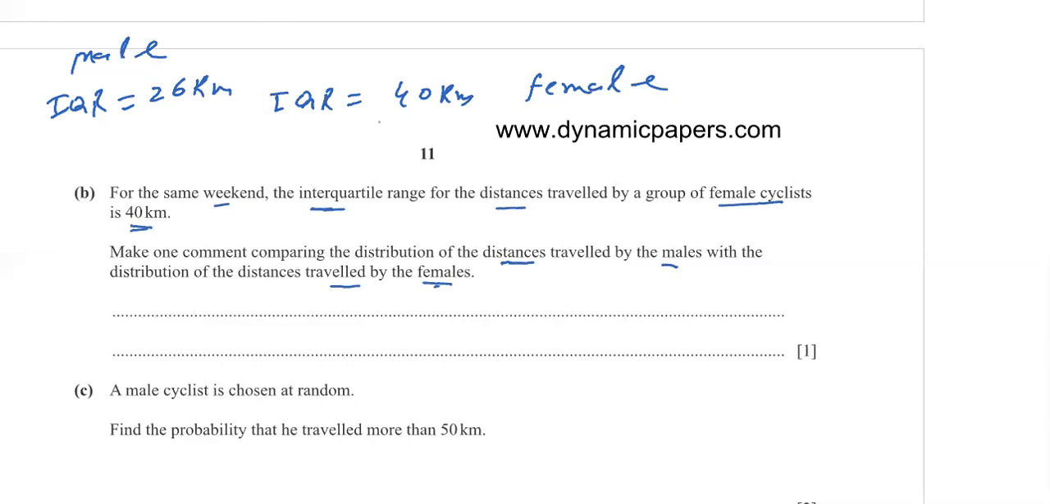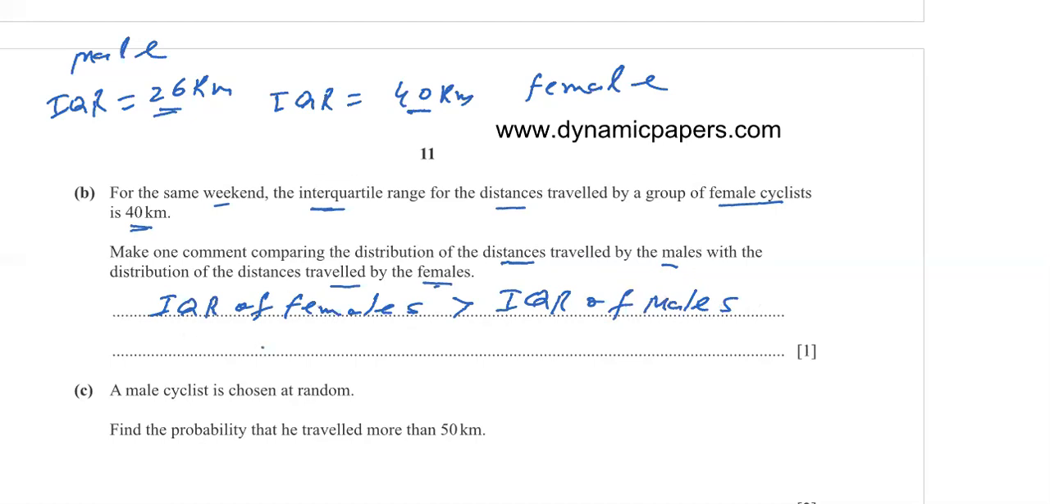Comparing these, we can say the interquartile range of the female data is more, because it is 40 kilometers, and the interquartile range of the male is 26 kilometers. So I can say the interquartile range of females is more than the interquartile range of males.